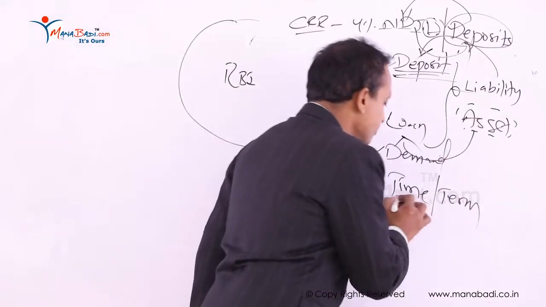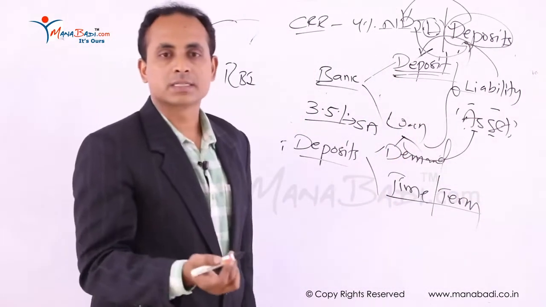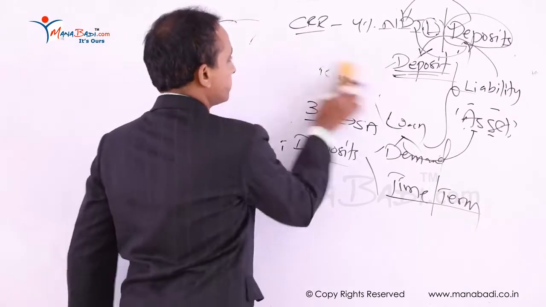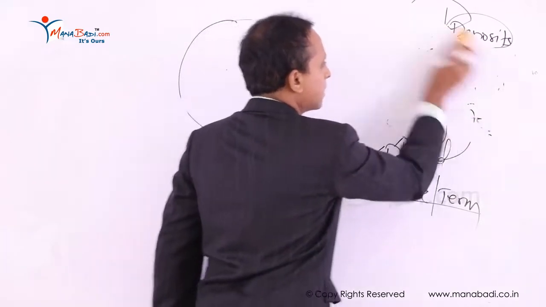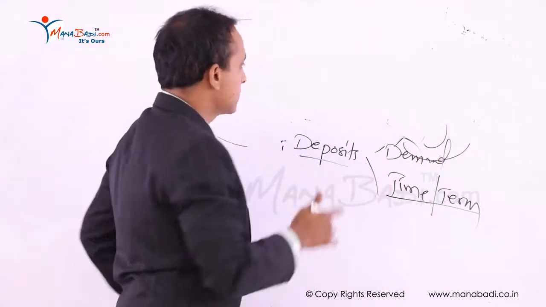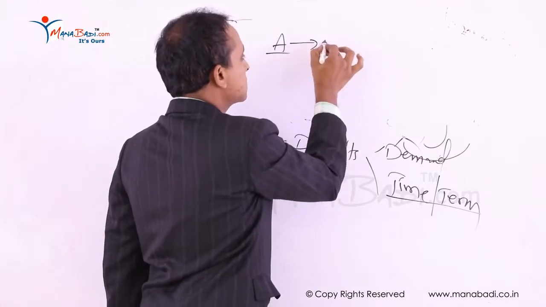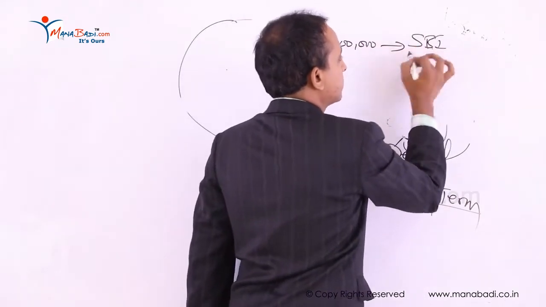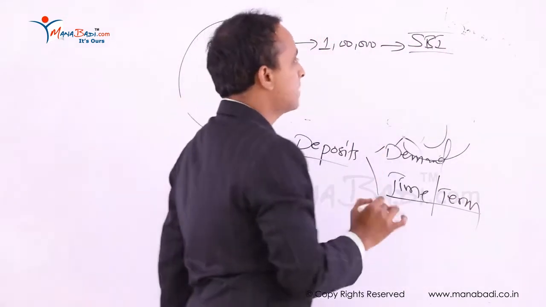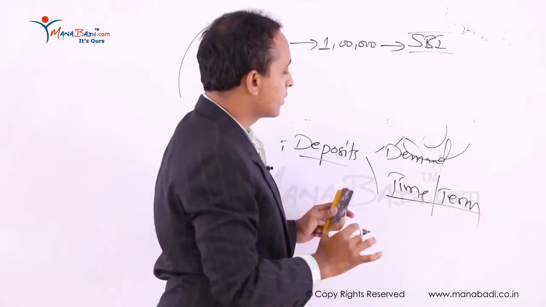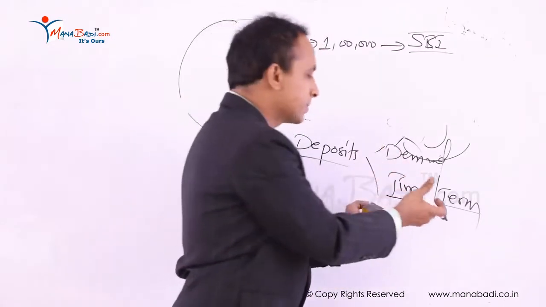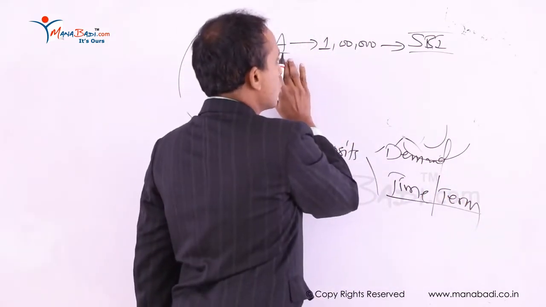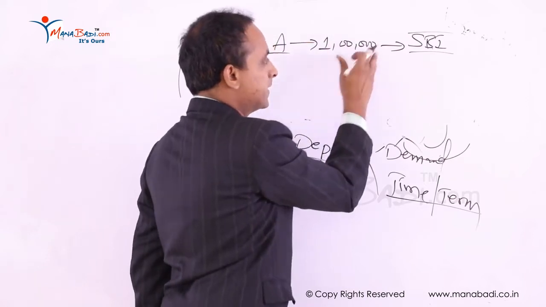Clear? So deposits are of two types: demand deposits, and the second one is time deposit or term deposit. Here, first we will look into time deposit. Time deposit or term deposit meaning, say for example, 2 persons are there. Say person A is depositing 1 lakh rupees in SBI. Understand? And this is a time deposit. First we will complete this term deposit, later we can move to demand.